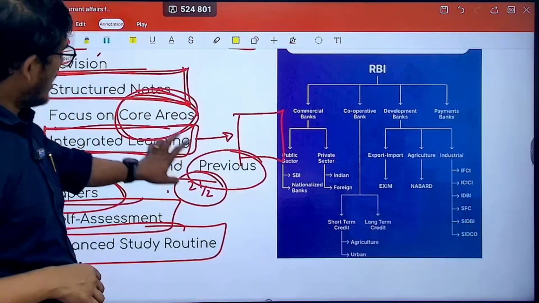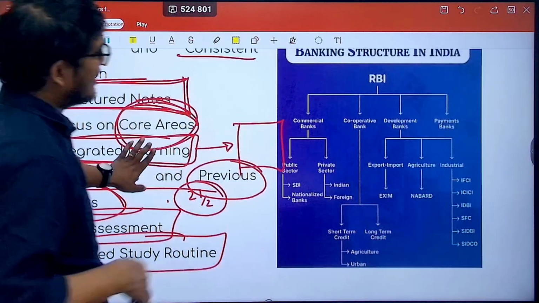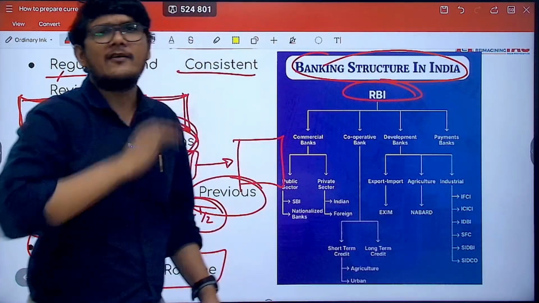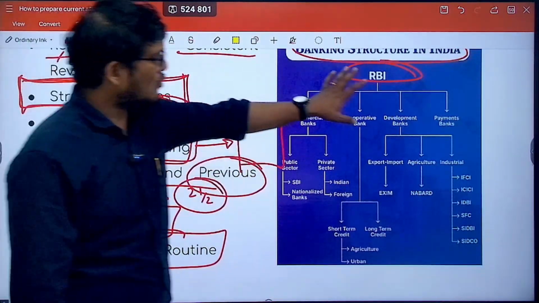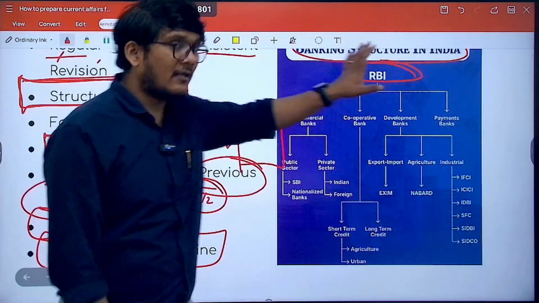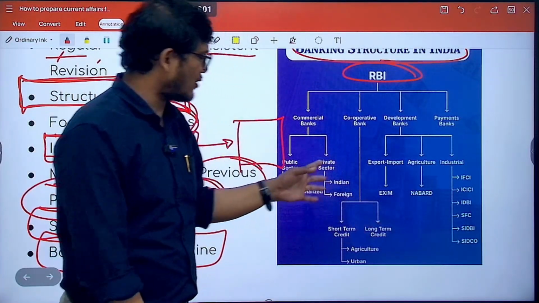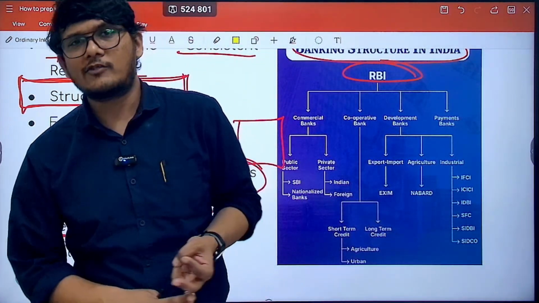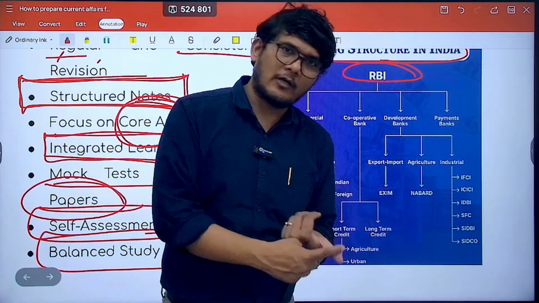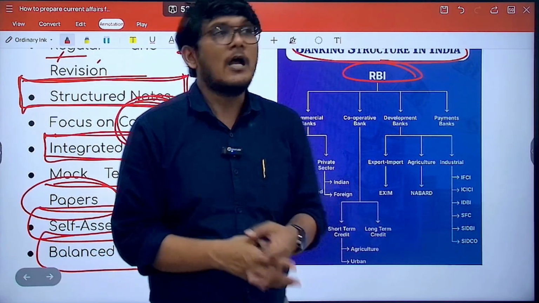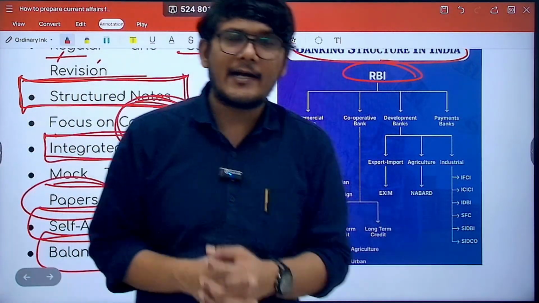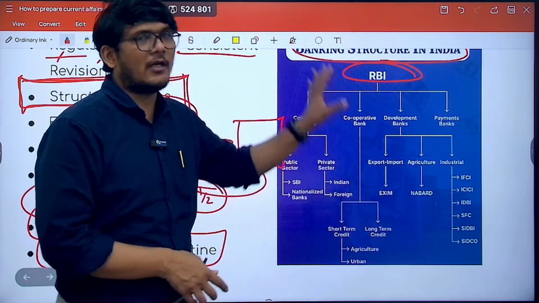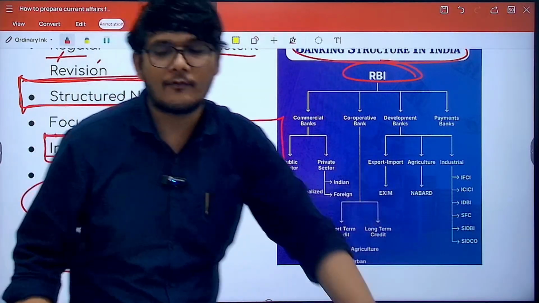I hope that's clear. Now, if we talk about the focus area, an example I had given is the banking structure of India. RBI is very, very important in the banking sector, and you have the banking structure wherein you have commercial banks, scheduled commercial and non-scheduled commercial banks. Then you have development banks, urban cooperative or cooperative banks. Under development banks you have NABARD and so many factual things. So this becomes a very high potential topic for your prelims.